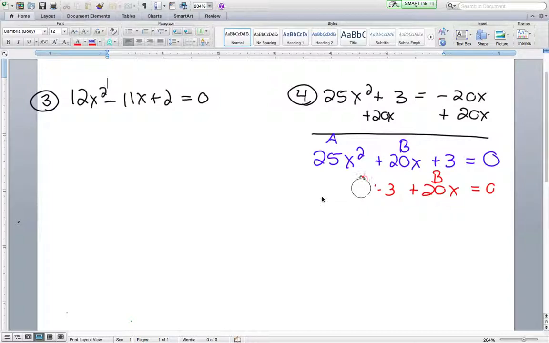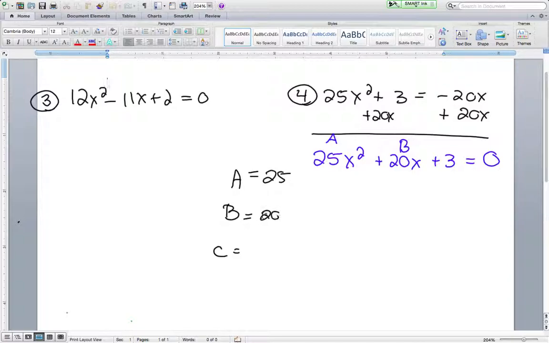So now that I've made it equal to 0, I'm going to go looking for a GCF. Always check for a GCF. I don't see one. So I'm going to go A, B, C. And I'm going to say it's easy as 25, 20, and 3. And then I'm going to multiply A times C and get 75. Right? Now C is positive, so I'm going to add 2 factors of 75.